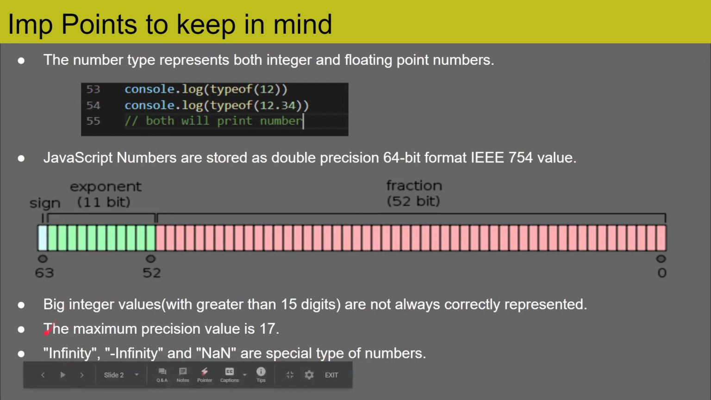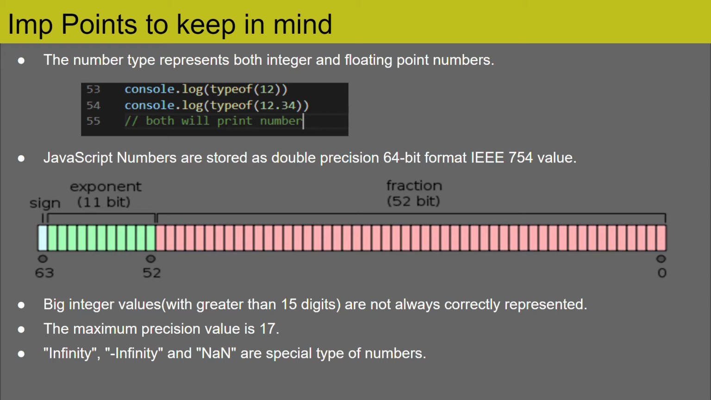The next point is that the maximum precision value is 17. So a JavaScript number can only contain a maximum of 17 digits. So the precision is only 17. You cannot have a number which has 18 digits. The maximum digits allowed in a JavaScript number is 17. Any number with more digits cannot be represented correctly by JavaScript.